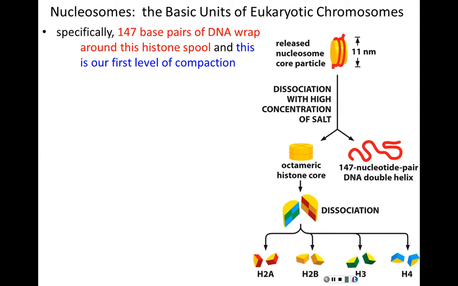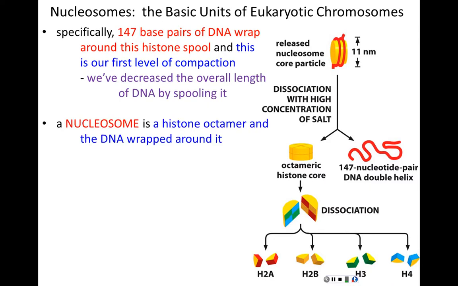In other words, once we wrap DNA around histones, we shrink it to about one-third its original extended length. So we've decreased the overall length of DNA by spooling it. We've decreased it by about a third. And this is our first level of DNA compaction. Again, to put a fine point on it, a nucleosome is defined as a histone octamer, two copies each of the histone proteins, and the DNA wrapped around it. That is a single nucleosome, the histones and the DNA.